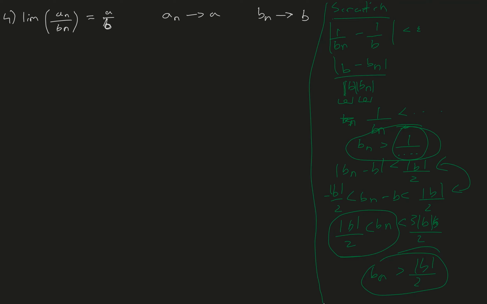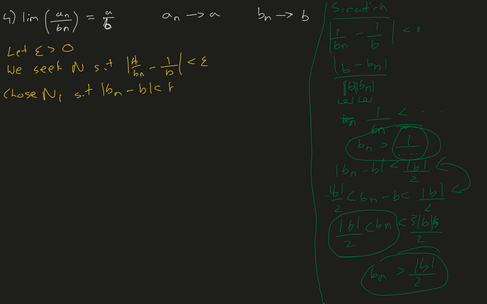So let's do the template part of the proof. Let epsilon be greater than 0. We seek n such that the modulus of 1 over bn minus 1 over b is less than epsilon. So choose n1 such that modulus of bn minus b is less than modulus of b over 2. Now this implies that modulus of bn is greater than modulus of b over 2, which implies that 1 over modulus of bn is less than 2 over modulus of b.